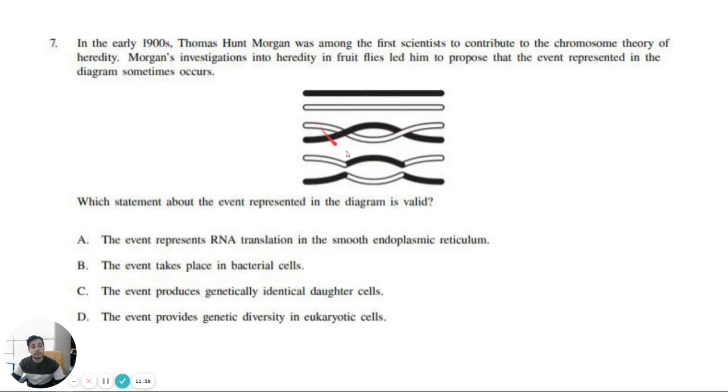Well, based on what we know, this kind of looks like crossing over, but let's read the answers. The event represents RNA translation. That already sounds wrong. That sounds like protein synthesis. The event takes place in bacterial cells. Well, we don't really know that. It doesn't really say anything about that. The event produces genetically identical daughter cells. Well, that sounds more like mitosis, and crossing over happens in meiosis. This event provides genetic diversity in eukaryotic cells. That would be it.